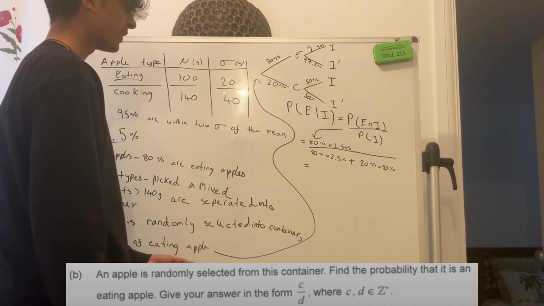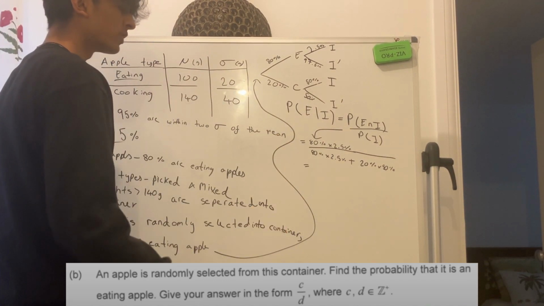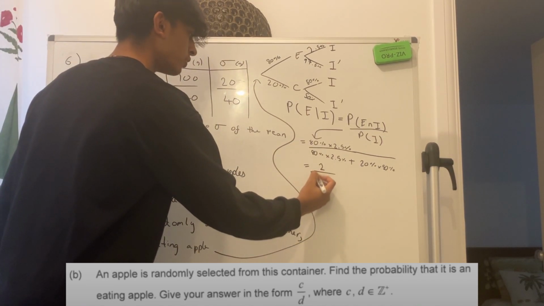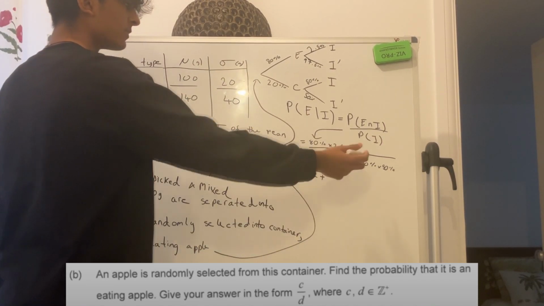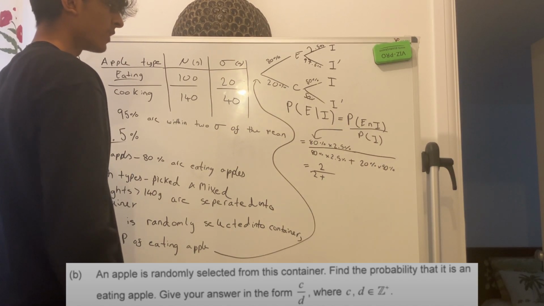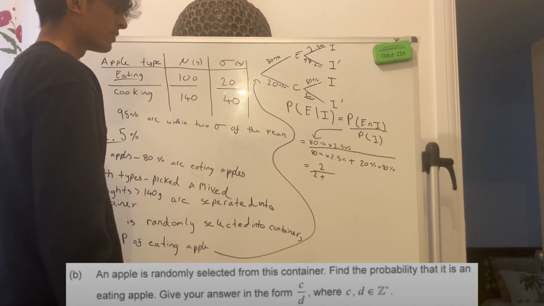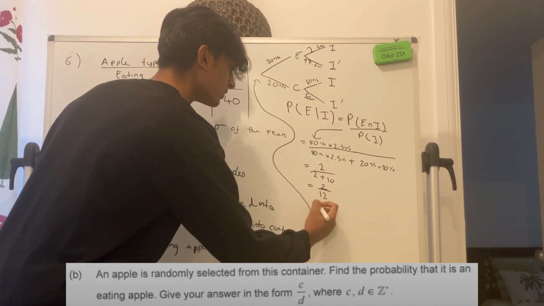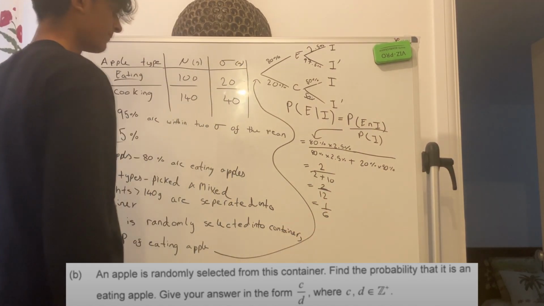80 times 2.5 is 200. So that's 200%, and 200% is simply 2. So we have 2 over, if this is 2, this is also 2, plus 20% times 50%. 20 times 50 is 1,000, so that's 10. So it's 2 over 12, which is 1 over 6. And that's our final answer.